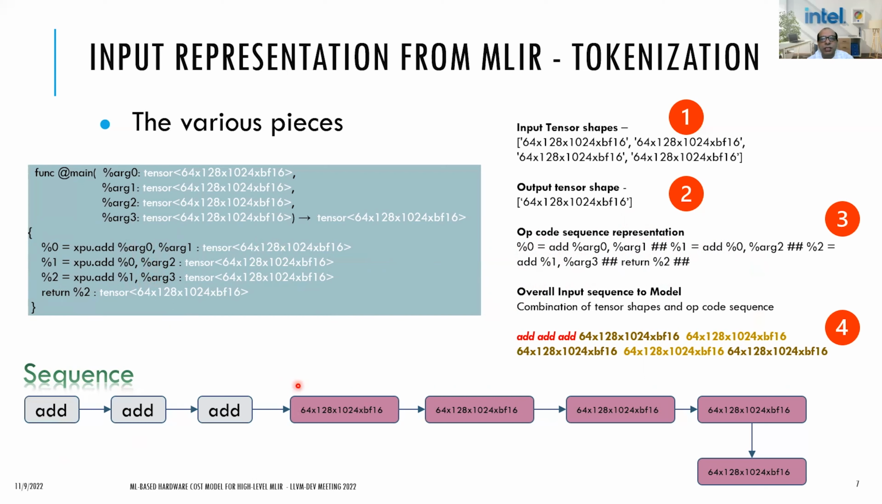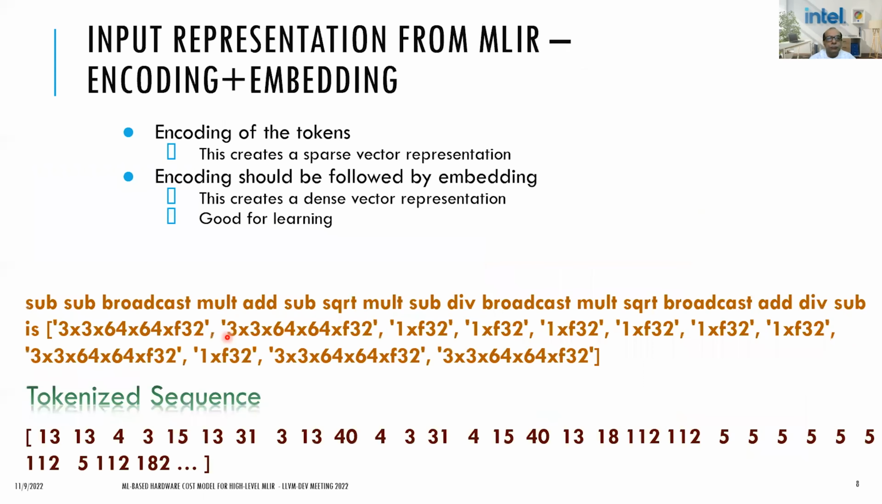So the sequence here right now for this particular MLIR will just be 3 adds, right? Because there are 3 adds. And these are the input tensors. These are the 4 input tensors. And this is the output tensor. So this is, you can see, an 8 input sequence for your MLIR in this particular example.